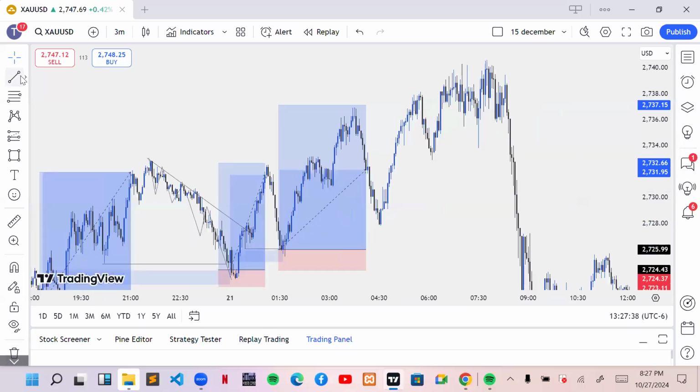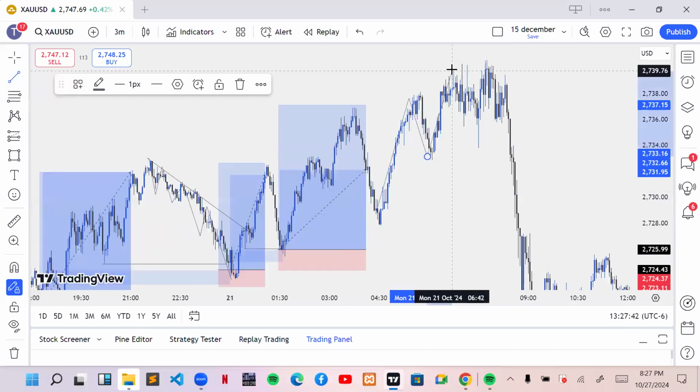For example, you can see this is a trend line. You can see higher highs and higher lows. This is where the market shifted structure and started going down. What did the price do?